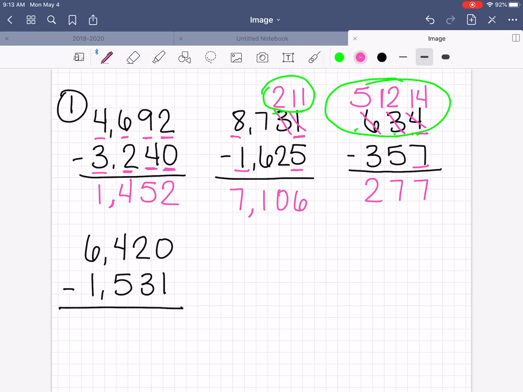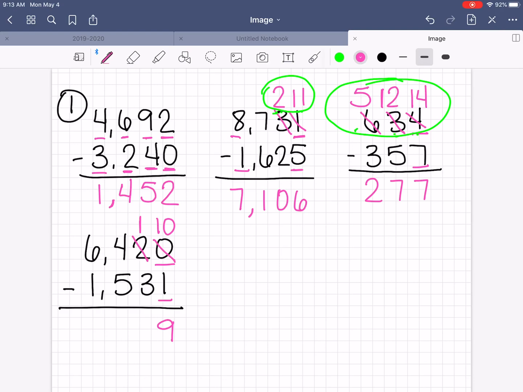All right, 0 minus 1. Can I do that? If I have nothing in my hand, can I pass it out to one person? No. Or take one away from it. Nope, I can't. So I'm going to rename. I'm going to take from my 2. My 2 now, but take one away from it. It becomes a 1. Cross out my 0, and I now have 10. 10 minus 1 equals what? 10 minus 1 is 9.